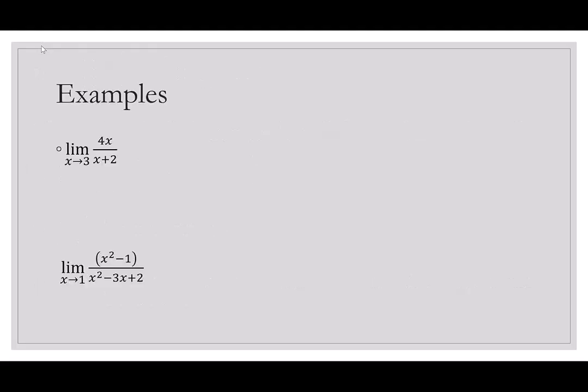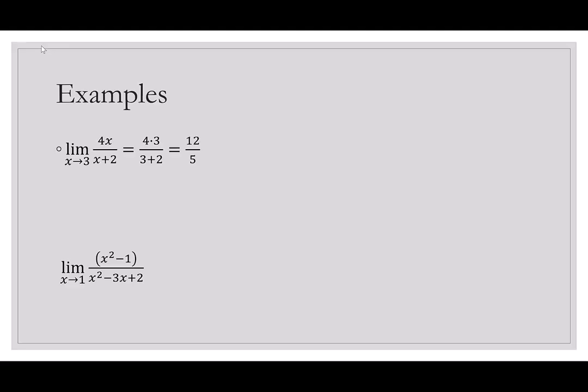So let's start with this limit as x goes to 3 of 4x over x plus 2. Plug in 3. I have 4 times 3 over 3 plus 2. 4 times 3 is 12. 3 plus 2 is 5. I get 12 over 5 and leave it as a fraction. The fraction is absolutely fine. If the fraction can be reduced, I want you to reduce it, but 12 over 5 is perfect the way it is.